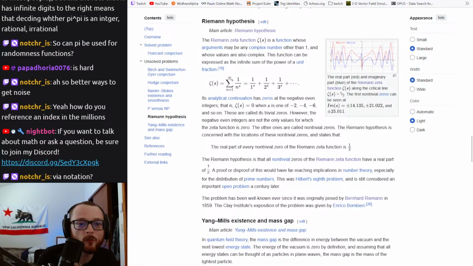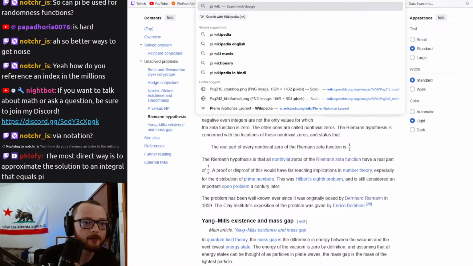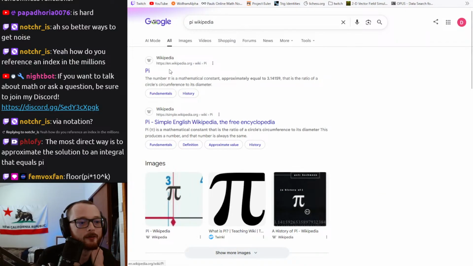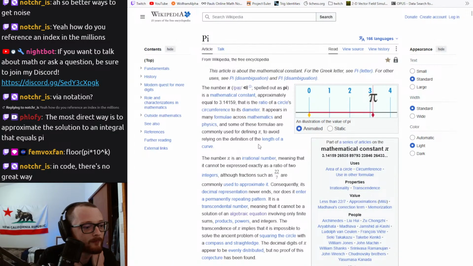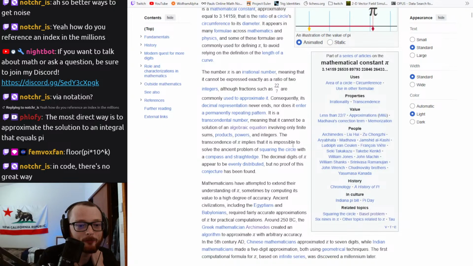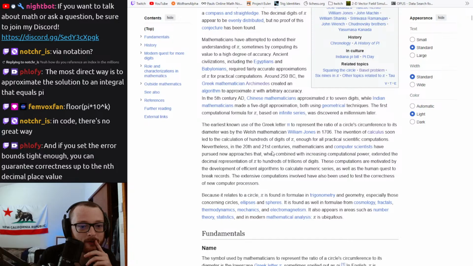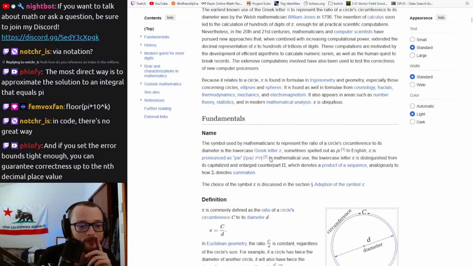Well, let's look at the Wikipedia page for pi. Yeah, storing that many digits in code is pretty terrible. You could throw away the earlier ones when you don't need them anymore. Well, you kind of do.